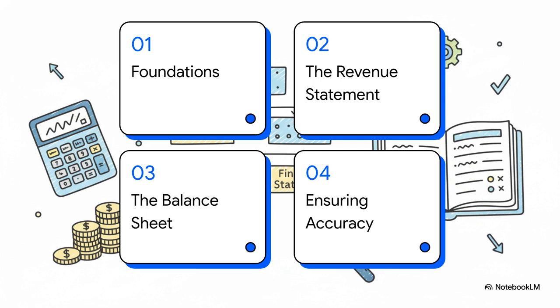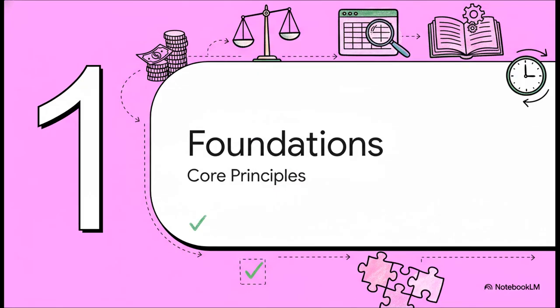We will proceed through 4 key sections. We begin with foundational principles, then move to the construction of the primary financial statements, and we will conclude with the processes for ensuring data integrity. Let's start with Section 1, Foundations of Financial Reporting.